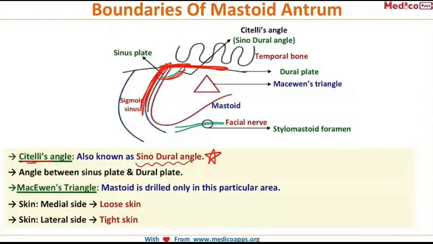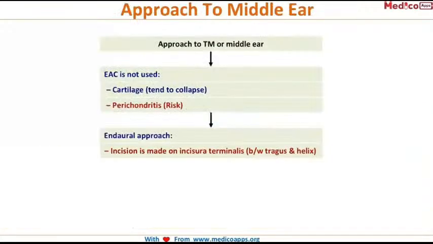Then MacEwen's triangle, we have just seen that it is an important bony landmark for the antrum. So mastoid is drilled only in this particular area. That is why MacEwen's triangle is so important. Okay, then the skin on the medial side is loose skin and that on the lateral side is tight skin on the mastoid antrum. Now that we have spoken about the approach to the middle ear, let's see how this is done.